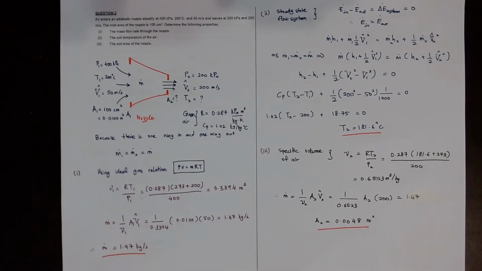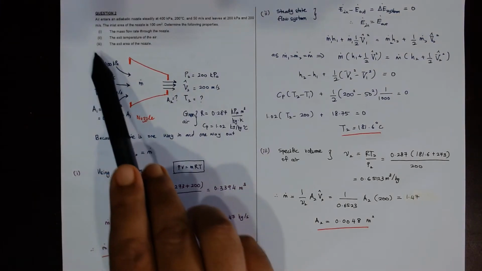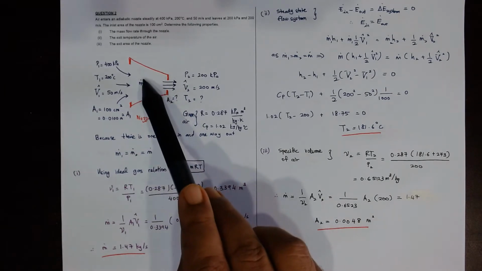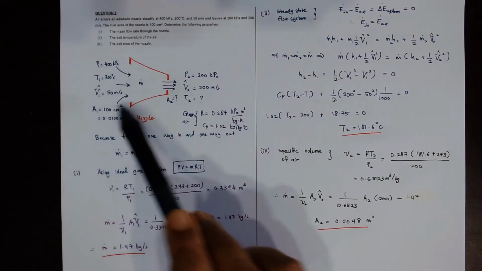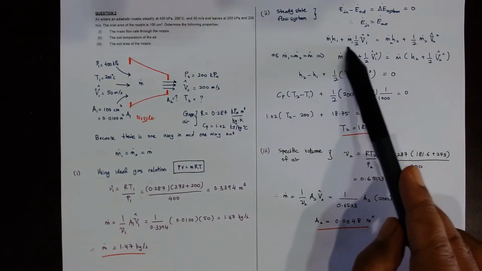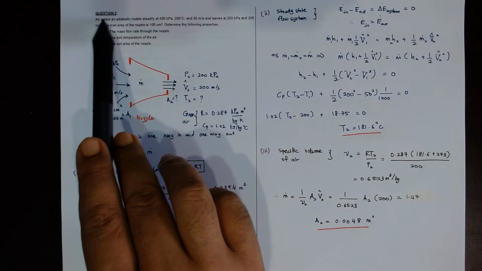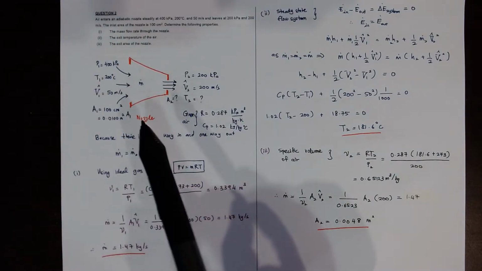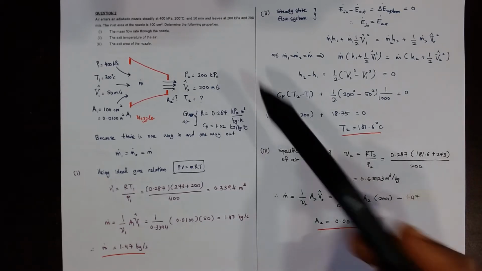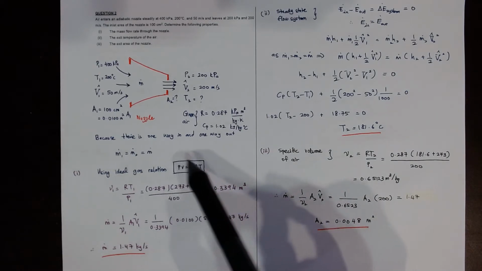Because there is one way in and one way out, the M1 dot that enters and the M2 dot that exits are equivalent to M dot. So the M dot is the same in and out, which makes it easier when we solve this equation later on. Using the ideal gas equation, because this is air, and air is an ideal gas, you do not have to refer to the thermodynamic steam table. You can simply use the ideal gas relation, PV equals MRT.